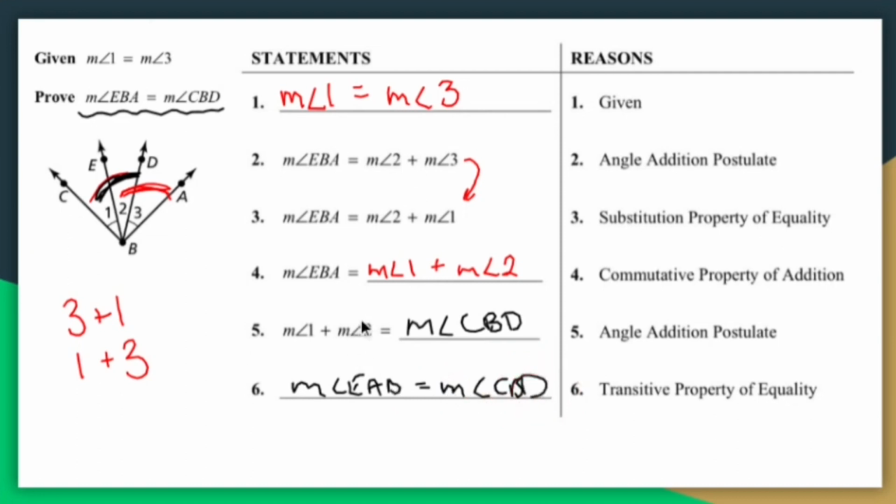The transitive property of equality is kind of like the law of syllogism. The law of syllogism says, if A equals B and B is C, then just skip the B and go right from A to C. Transitive property is the same thing. So what are they doing here? Way up here, they say that EBA is 1 plus 2. 1 plus 2 is CBD, so let's skip the middleman and say EBA is CBD.